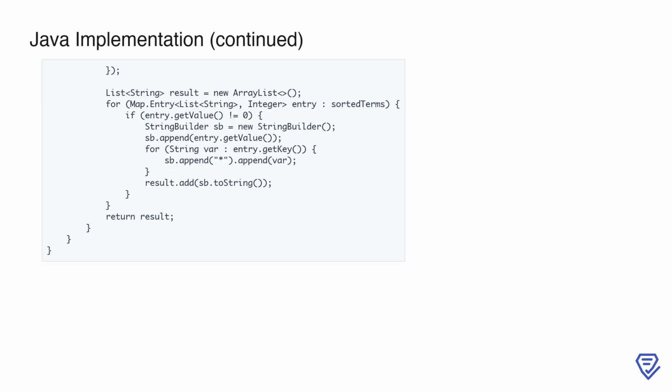The toList method continues by iterating through the sorted terms and formatting each one as a string. For terms with non-zero coefficients, the coefficient is appended to the string, followed by the variables, each prefixed with an asterisk. This format ensures that the output is both human-readable and machine-parsable. Finally, the list of formatted strings is returned, representing the simplified polynomial.